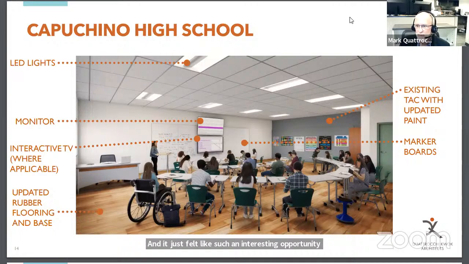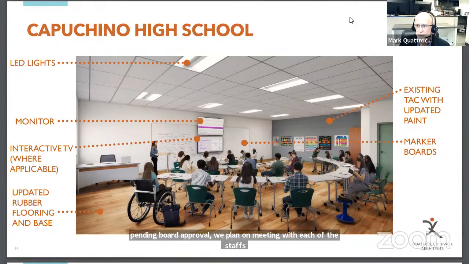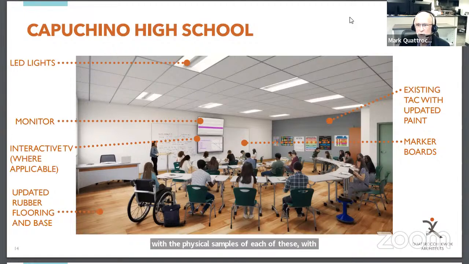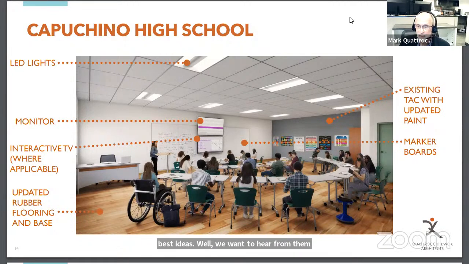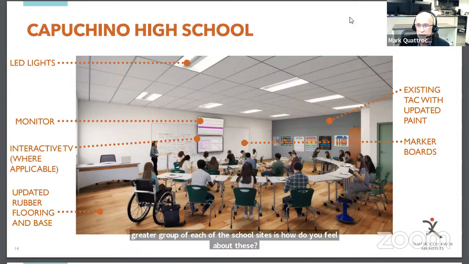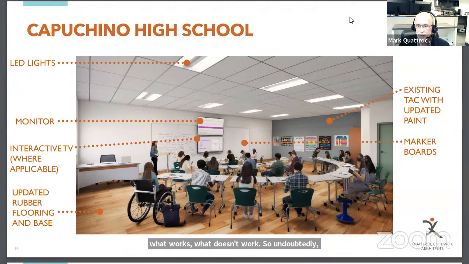So we wanted to try this, but as I shared before, pending board approval, we plan on meeting with each of the staffs with physical samples of each of these, with alternatives to show them. These are our interior design team's best ideas. What we want to hear from them now, in a greater group at each of the school sites, is how do you feel about these? What works, what doesn't work? So undoubtedly, these will be further refined before construction starts. But what's really nice about these, and I'm hoping you found value in them, is that you really get a feel, despite the shade of gray changing or the pattern of the floor changing, that these are completely transformed teaching spaces. Next, please.